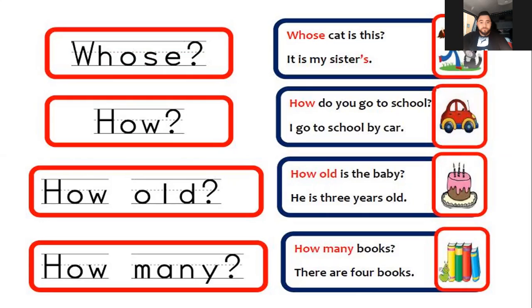How old? When we ask the question how old, normally we are talking about the age of someone. So we say, how old is the baby? ¿Qué edad tiene el bebé? He is 3 years old. Remember that here we don't say how many years because it is not correct. We say how old, okay? That's the correct expression to ask about the age of someone.